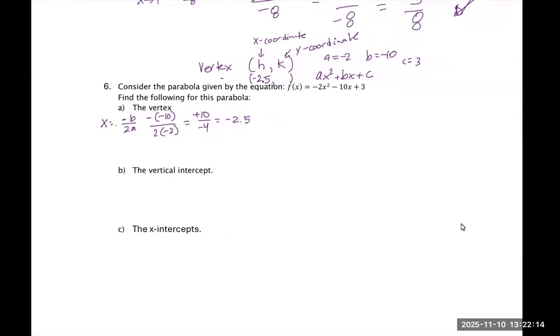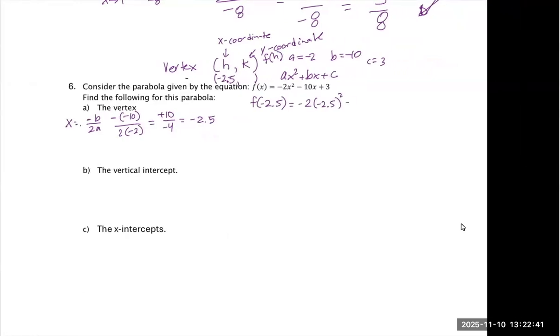Some textbooks write, how do you find this y coordinate? You just do the function evaluated at h. You plug in the h, the x coordinate you just found for the vertex. So let's see it. F of -2.5 is -2 times (-2.5) squared minus 10 times (-2.5) plus 3. And I always use parentheses when I substitute things in, especially this negative number. It's really important. All I did was rewrite the equation, replacing all the x's with -2.5.